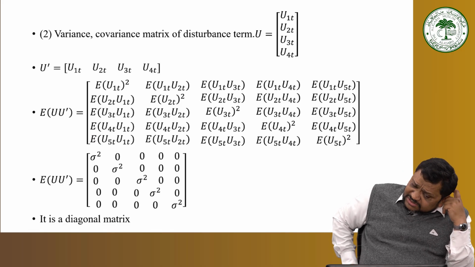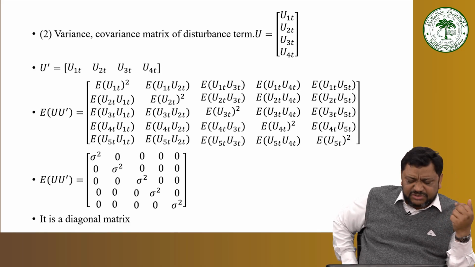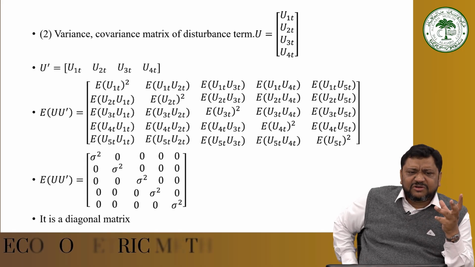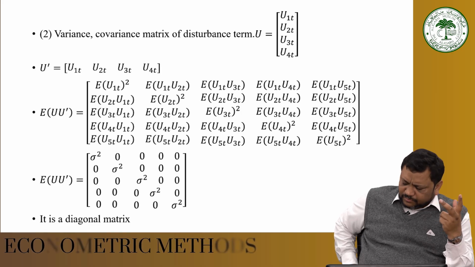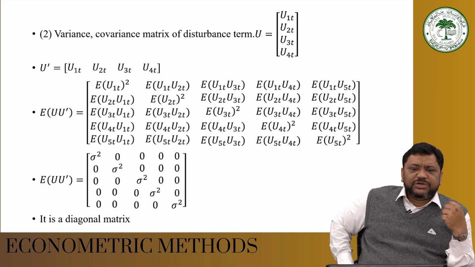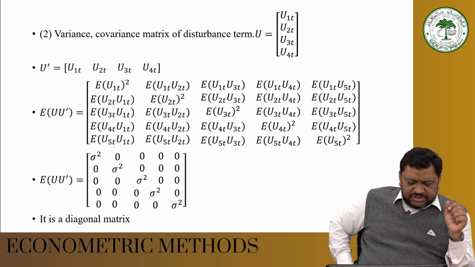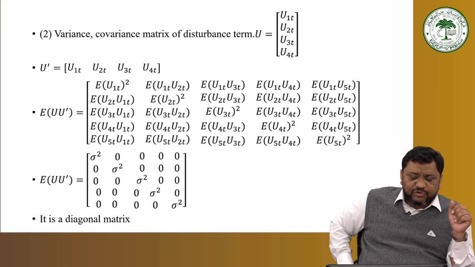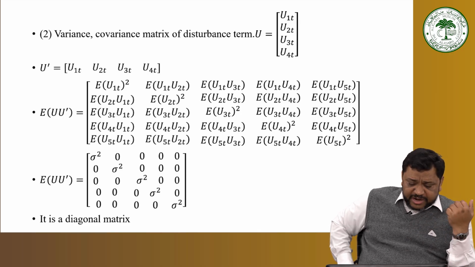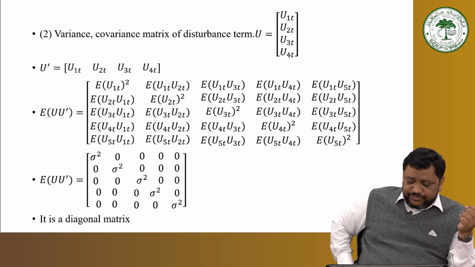Now the variance and covariance of the matrix has been derived in matrix form, using the knowledge of matrices. I hope you have the basic knowledge of how matrix multiplication is done. So your matrix U is equal to U1t, U2t, U3t and U4t. This is a single column matrix, and if you take its transpose, you have U1t, U2t, U3t and U4t as a row. This is the row matrix. Now you can take the expected value of U times the transpose of U.